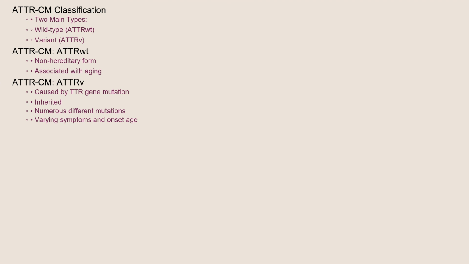As we discussed earlier, ATTR-CM is broadly classified into two main types: wild type, or ATTRwt, and variant, or ATTR-V. Wild type is the non-hereditary form associated with aging. ATTR-V, on the other hand, is caused by a genetic mutation in the TTR gene that's passed down through families. Within ATTR-V, there are numerous different mutations, each potentially associated with varying symptoms and age of onset.